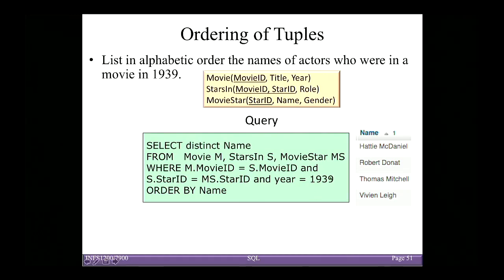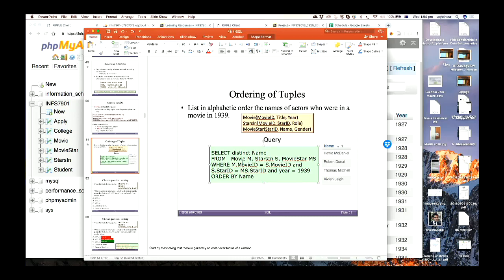Okay, so I want the year to be 1939. Year is in my movie, so year is 1939. Order by name. Name is in my movie star, so that's name. I want things from here, I want things from here, therefore I need all three tables. So I'm going to have all three tables and I'm going to join them based on the star ID and the movie IDs. And at the end I'm going to add order by name.